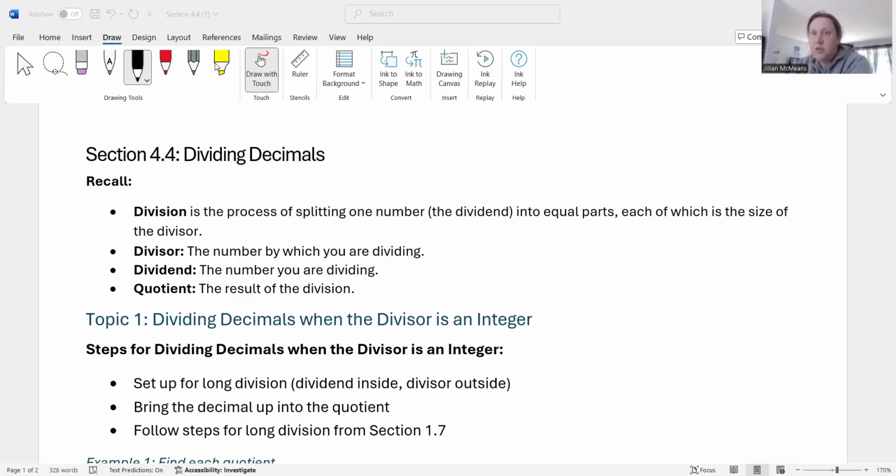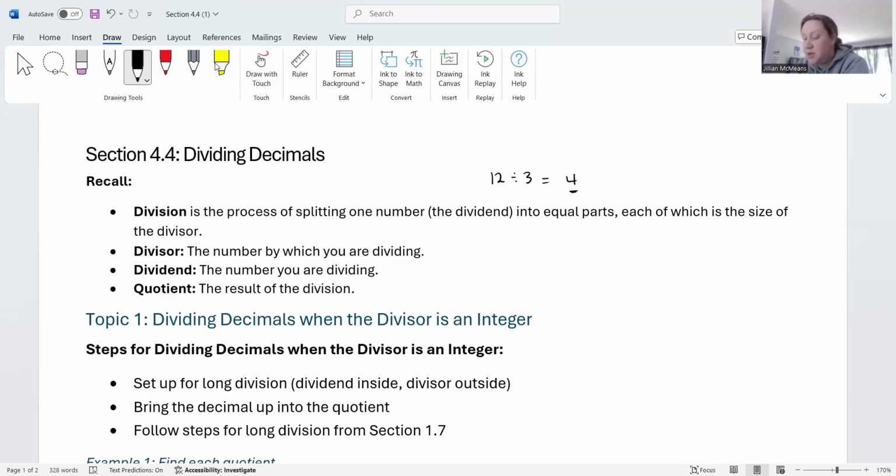And then very soon, we're going to start allowing calculators kind of all the time. So division is the process of splitting one number, the dividend, into equal parts, each of which is the size of the divisor. So if we look at something like 12 divided by 3 equals 4. Okay, well, we have 12, which is the dividend. We want to know how many groups of 3 we can get out of 12. 12 being the dividend and 3 being the divisor. So how many groups of size 3 can we get out of 12? And then the quotient is the result. So we can get 4 groups of size 3 out of 12. That's what division is, okay?